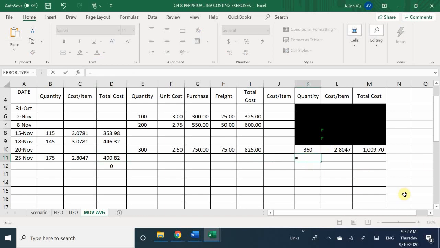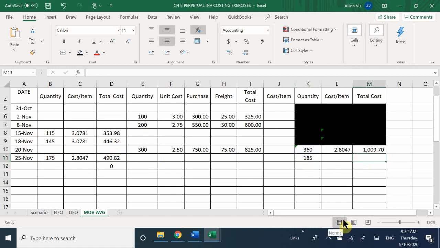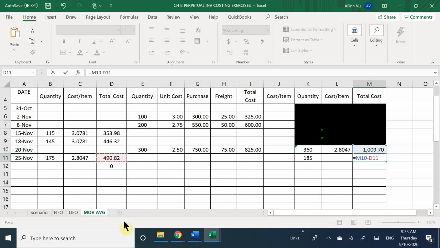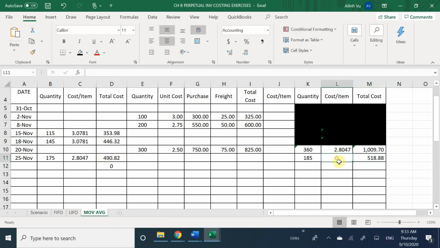Now what is my new quantity? I can't talk today. So 360 minus 175 should be 185. And then here my 1,009.70 minus 490.82 gives 518.88. That is correct.